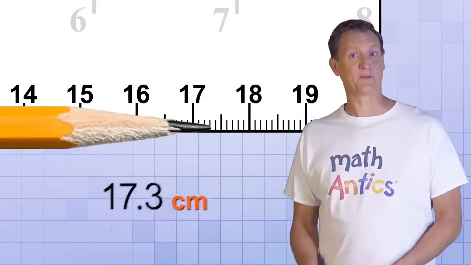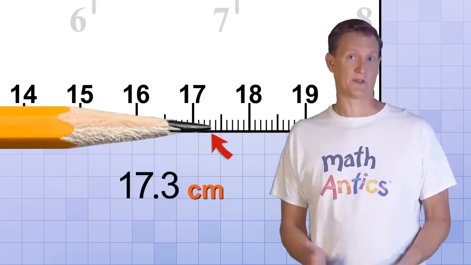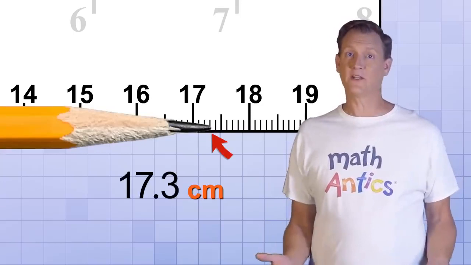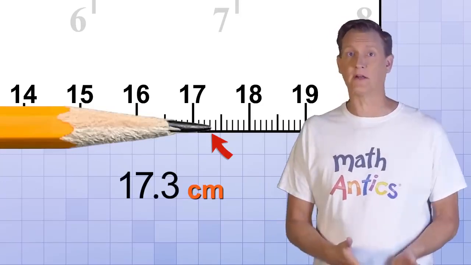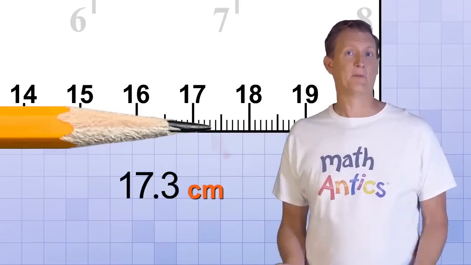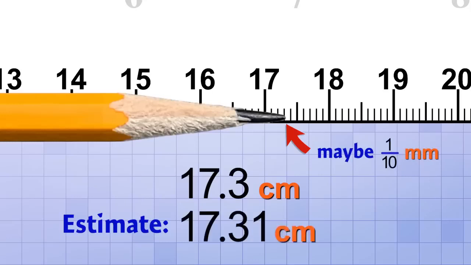Well, that's a pretty close measurement, but remember the tip of the pencil didn't line up exactly with the third subdivision line. It went just a little bit past it. Our ruler doesn't have markings smaller than a millimeter, so it will be hard for us to make a measurement more accurate than that, but we could make an estimate. For example, it looks like the pencil tip goes past the 3 millimeter mark by a very small amount, maybe just 1/10 of a millimeter. So we could estimate that its length is closer to 17.31 centimeters.